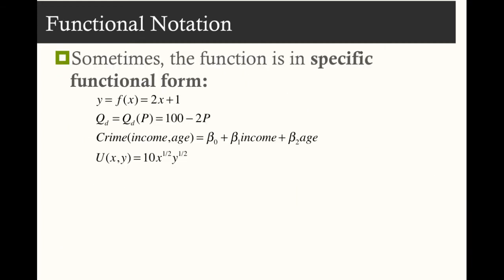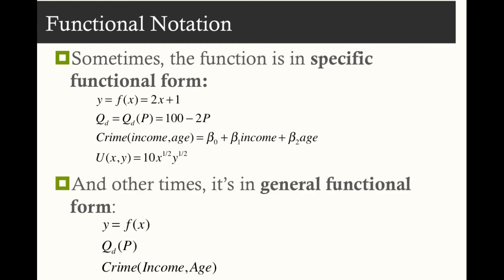Now, sometimes a function is written in what's called specific functional form. So y is equal to f of x is equal to 2x plus 1, or q sub d equals 100 minus 2p, so on and so forth. The point is that we're being told specifically how the dependent variable relates to the independent variable.